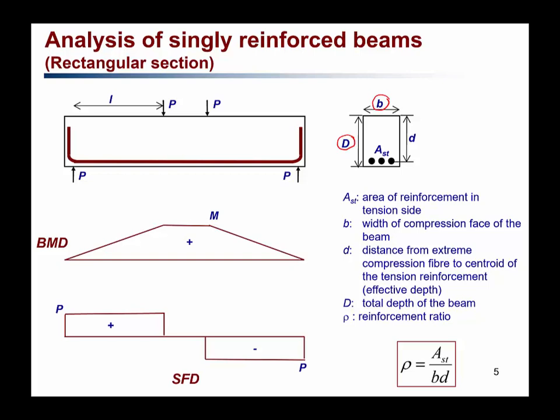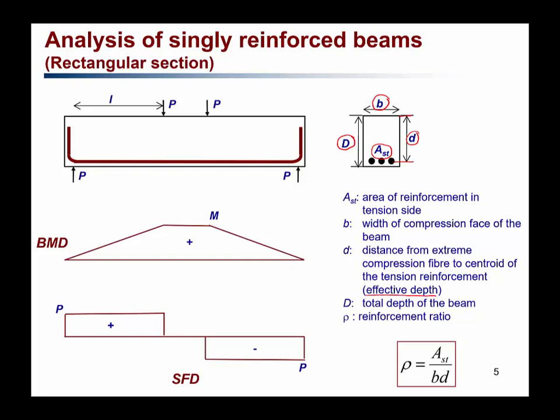The area of reinforcement is Ast. So the area of reinforcement here is Ast in tension. And the depth from the topmost compression fiber in concrete to the centroid of the steel is denoted by small d, which is called the effective depth.